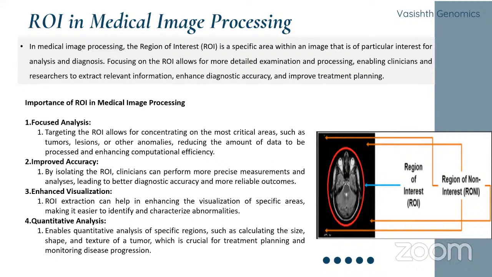Improved accuracy. By isolating the ROI, clinicians can perform more precise measurements and analysis, leading to better diagnostic accuracy and more reliable outcomes. Enhanced visualization. ROI extraction can help in enhancing the visualization of the specific areas, making it easier to identify and characterize the abnormalities. Then you have quantitative analysis, which enables quantitative analysis of the specific region, such as calculating the size, shape, texture of the tumor, which is crucial for treatment planning and monitoring disease progression.